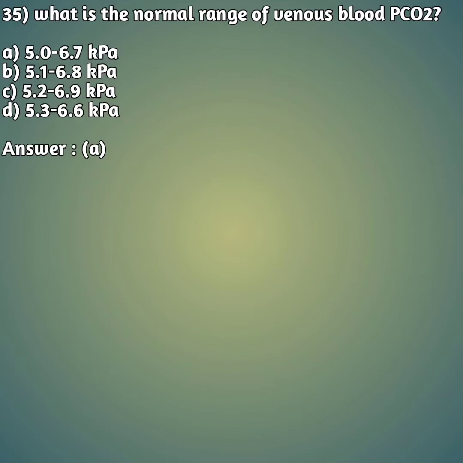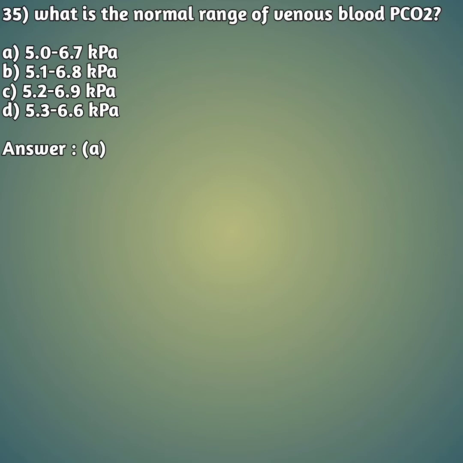Next, moving on to our 35th question. What is the normal range of venous blood PCO2? Option A, 5.0 to 6.7 kPa. Option B, 5.1 to 6.8 kPa. Option C, 5.2 to 6.9 kPa. Option D, 5.3 to 6.6 kPa. So the right answer is A, that is 5.0 to 6.7 kPa.